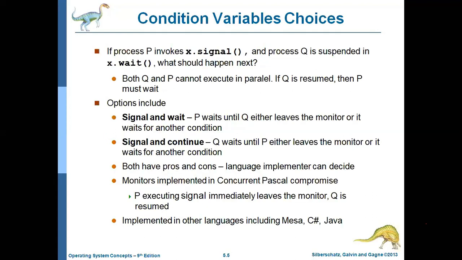So these are the conditional variable choices. One is signal and wait, another one is signal and continue. So monitors are implemented in other languages also, including Mesa, but C Sharp, which occurs in .NET, and Java. In Java programming also we use conditional variables. There are also some Java synchronization methods, and those synchronization methods are the wait and notify constructs.